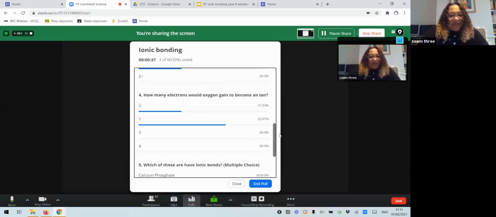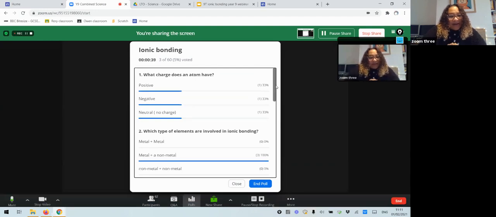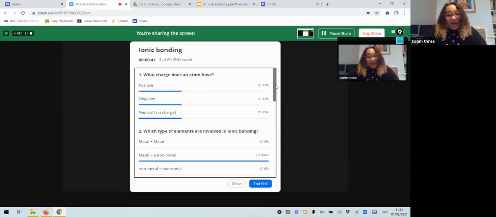So far, everyone's remembered my last statement about which type of elements are involved in ionic bonding. And actually, that's massively crucial. If you get the bonding wrong, you'll lose the entire marks in exams because you're selecting the wrong type of bond. So the fact that you're able to say a metal and a non-metal is brilliant.